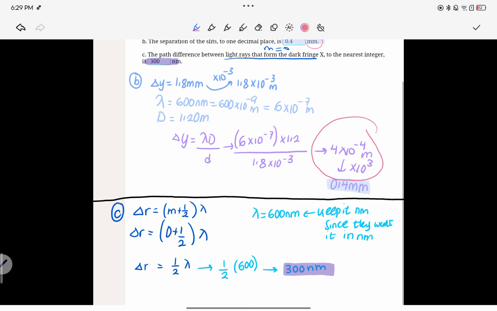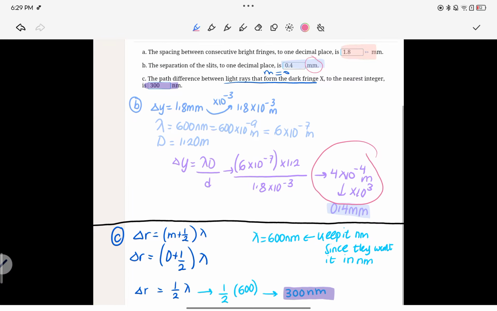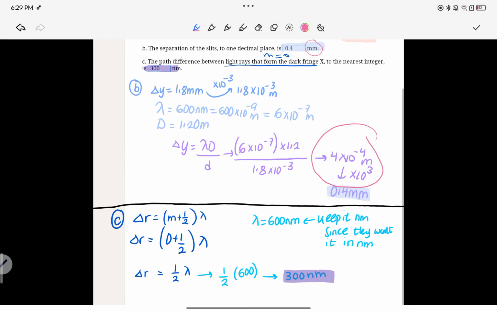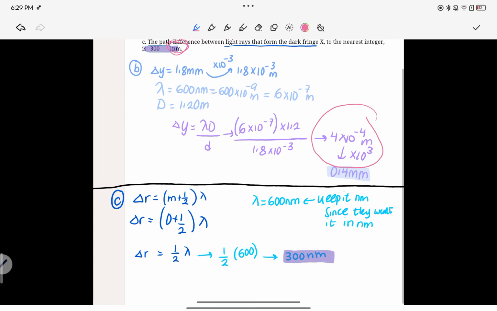The wavelength, where do I get it from? Here. You keep it as nanometers. Why? Because here they want it as nanometers. You do it, you get 300 nanometers.